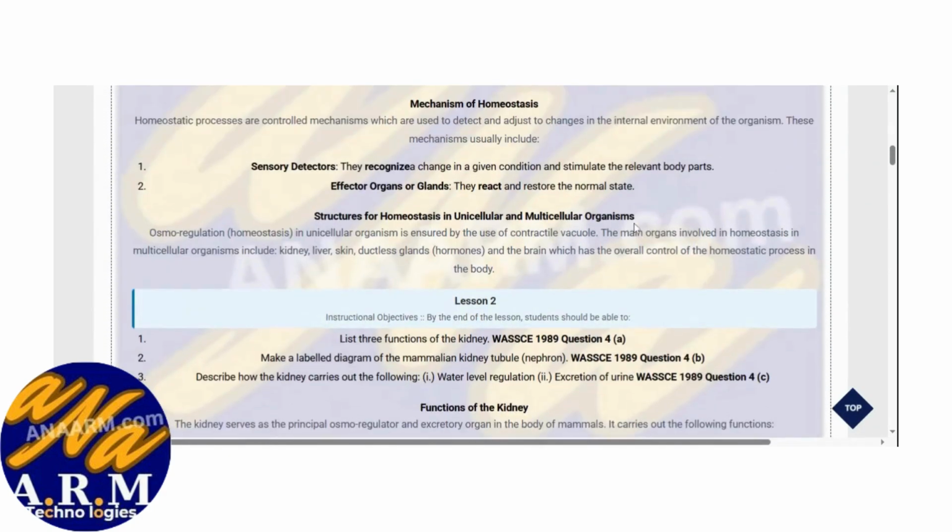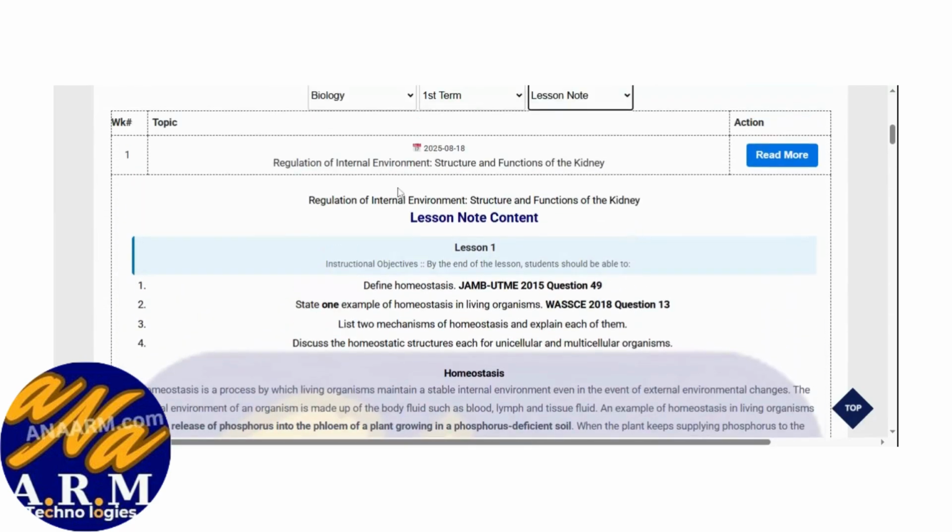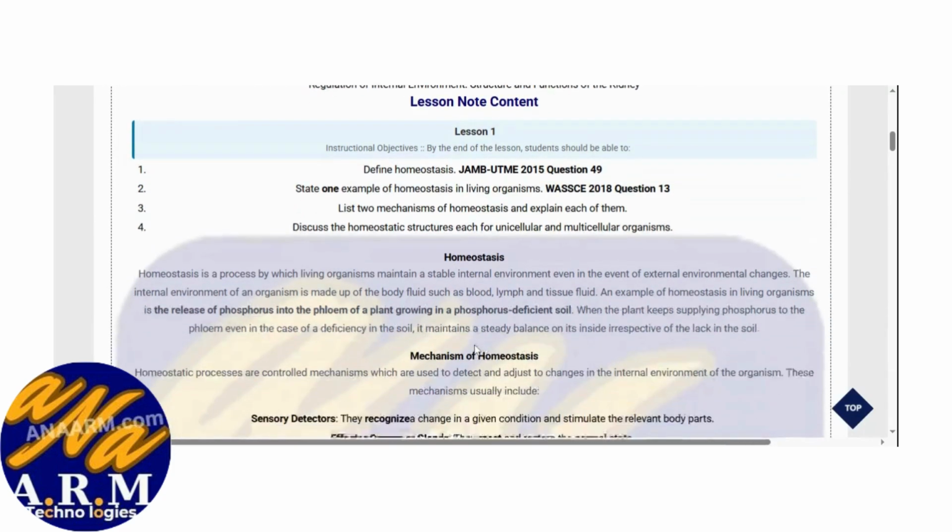Regulation of internal environment, structure and functions of the kidney. Define homeostasis. JAMB-UTME 2015 Question 49. State one example of homeostasis in living organisms. WASSCE 2018 Question 13. List two mechanisms of homeostasis and explain each of them. Discuss the homeostatic structures each for unicellular and multicellular organisms.